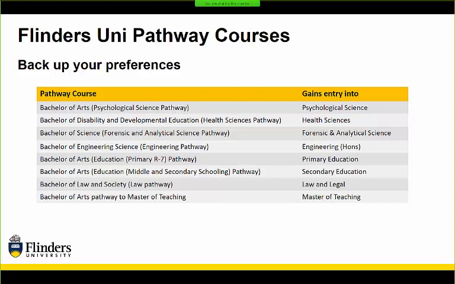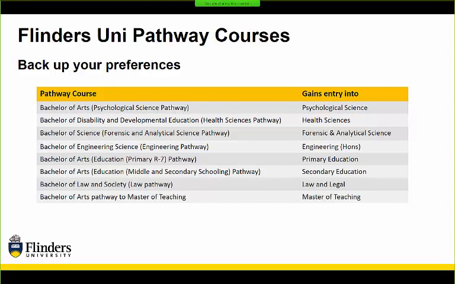At Flinders we do also have quite a few pathway options available for you. So these can be a little bit tricky to find sometimes. So as I mentioned, that's what we're here to help you with. But these are some pathway courses specifically designed to get you into perhaps higher, more competitive degrees. So as I mentioned, the health sciences pathway is called the Bachelor of Disability and Developmental Education. You do that for 1 year, you achieve a GPA of 5, and then you can apply, if you achieve a GPA of 5, you'd have guaranteed entry into second year of your health sciences.